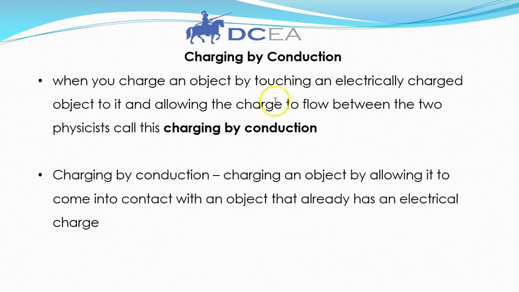When you charge an object by touching an electrically charged object to another object, and allowing the charge to flow between the two, physicists call this charging by conduction. So charging by conduction is when you electrically charge an object and you allow that charge to flow.